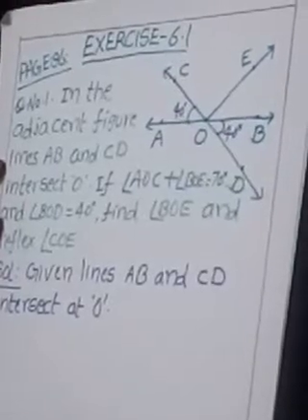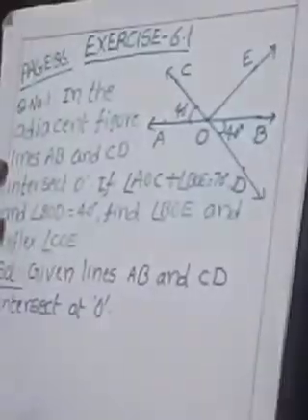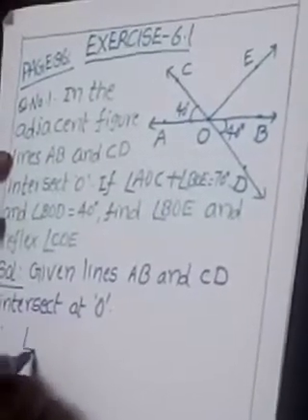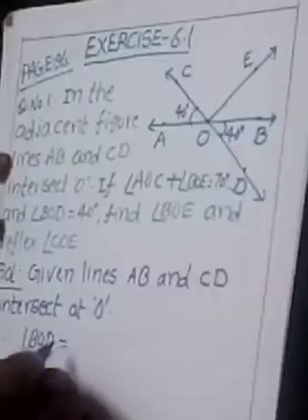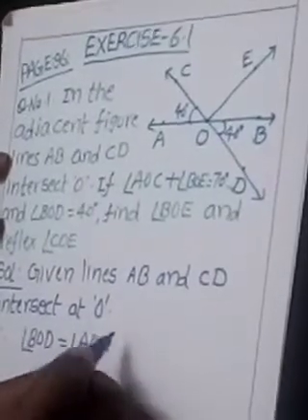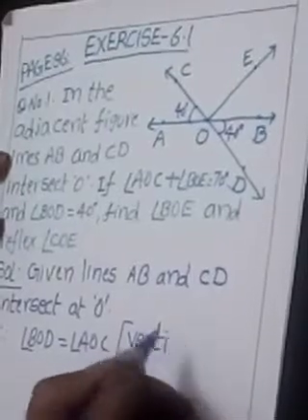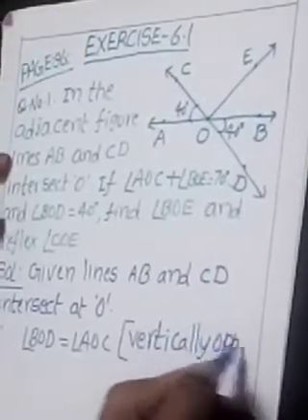Then what are the angles formed here? Angle AOC, angle BOD, angle COB, angle AOD. These are said to be vertically opposite angles. So therefore we can write angle BOD is equal to angle AOC, because these are, what are these angles called? Vertically opposite angles.